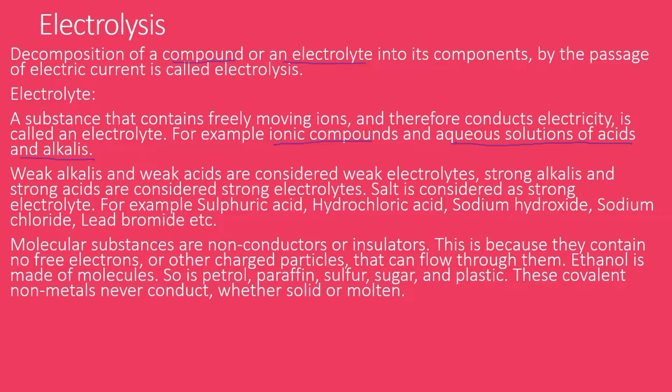Now we have some electrolytes which are strong and some electrolytes which are weaker. So what's the difference between a strong and a weak electrolyte? Weak alkalis and weak acids are considered weak electrolytes, whereas strong alkalis and strong acids are considered strong electrolytes. Then what about the salt? Salt is considered a strong electrolyte. For example, sulfuric acid, hydrochloric acid, sodium hydroxide, sodium chloride, and lead bromide are all electrolytes.